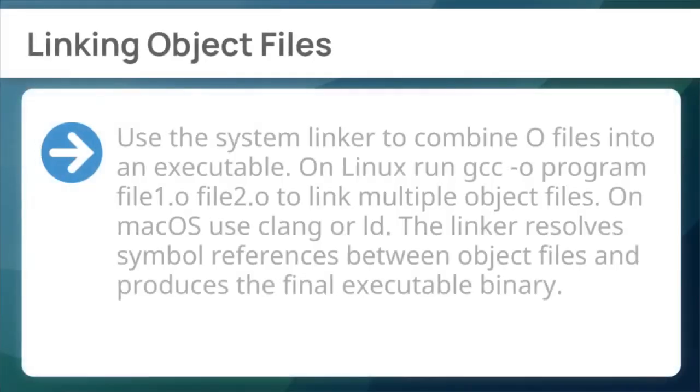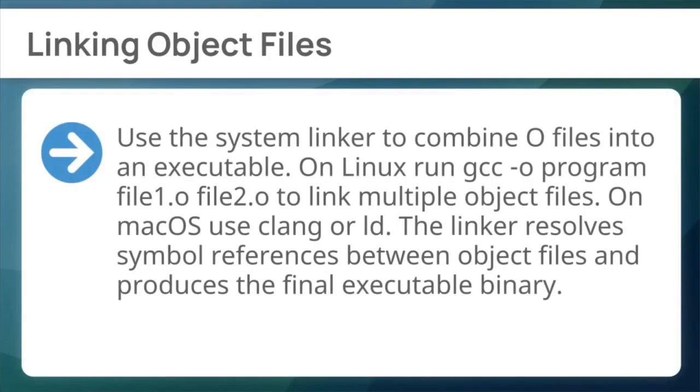First, linking object files. Use the system linker to combine O files into an executable. On Linux, run gcc -o program file1.o file2.o to link multiple object files. On macOS, use Clang or ld. The linker resolves symbol references between object files and produces the final executable binary.